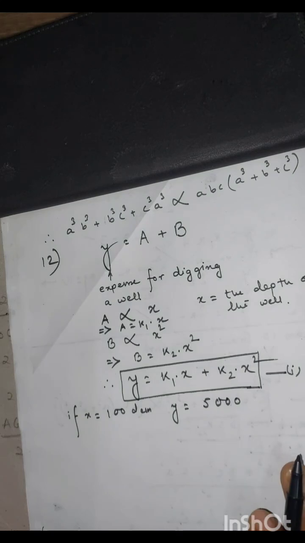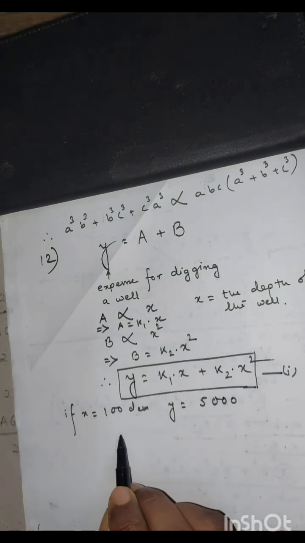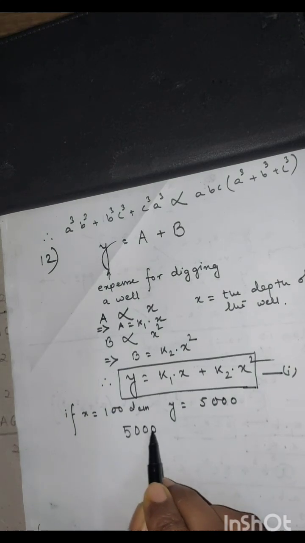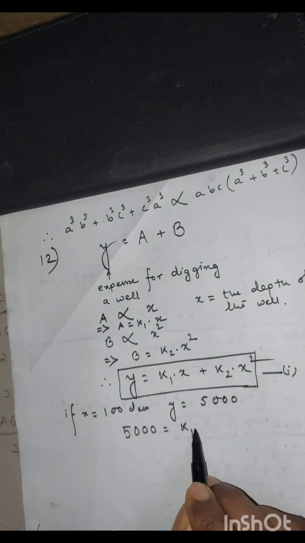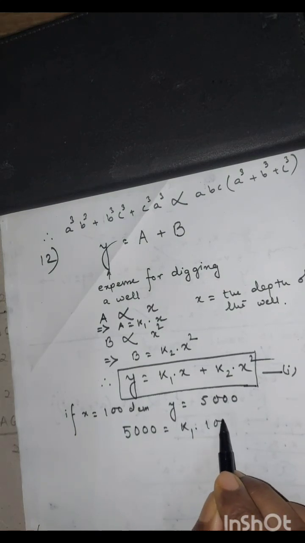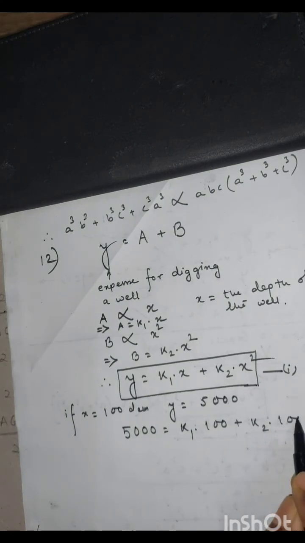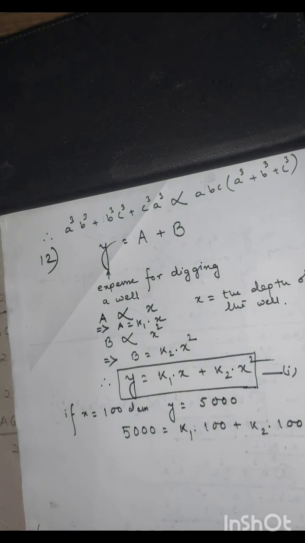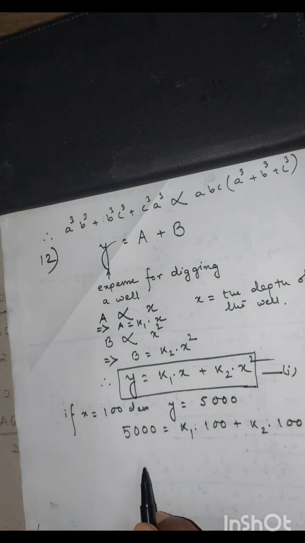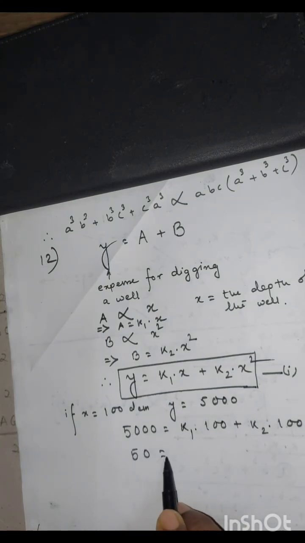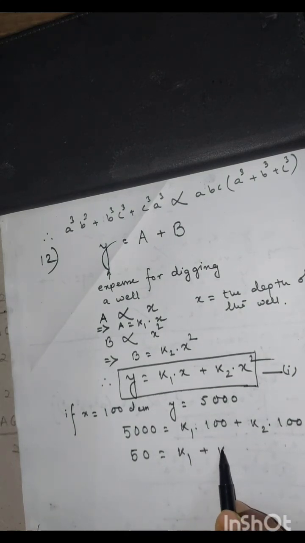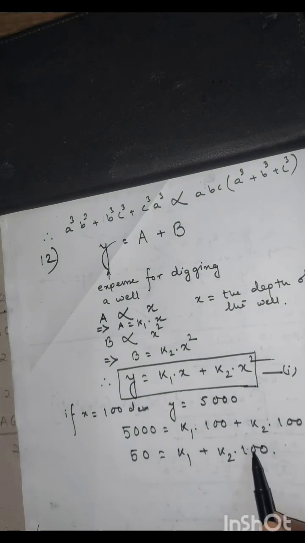So if we put these two values in equation 1, we get, and if we cancel two zeros from both sides, it becomes 50 equal to k1 plus k2 into 100.